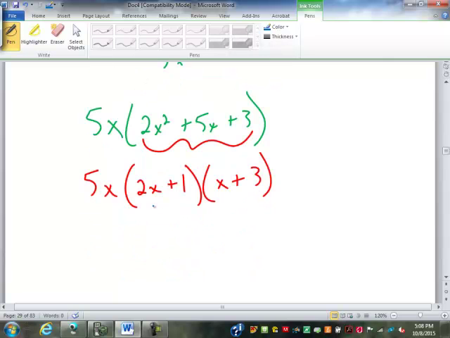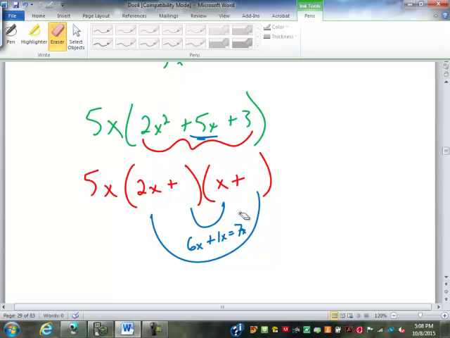On the outside, 2x times 3 is 6x. 1 times x is 1x. Adds up to 7x. That's not 5x. Does that mean I'm done? No. It means I got to switch the 3 and the 1. So now on the outside, 2x times 1 is 2x. 3 times x is 3x, equals 5x, which is what I want.